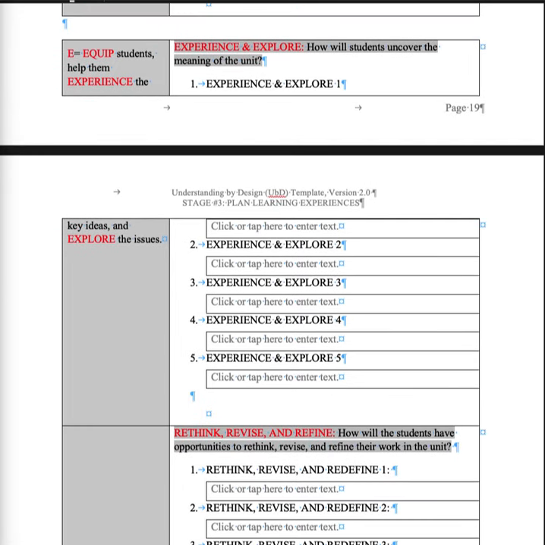Then we get to the first E, which is equip your students. Help them experience the key ideas and explore the issues. How will they uncover the meaning of the unit? Now, this is where it gets more and more difficult. I had several answers that ranged from very easy to very complex. For instance, in my unit on Adobe Photoshop, how would I help them? How would I equip them? I would present students with predetermined photographs and allow them to manipulate and crop them in their own way with a focus on expressing an idea or a feeling.